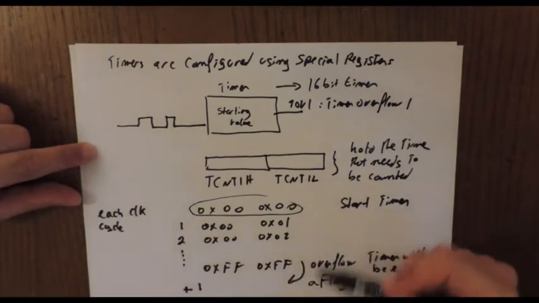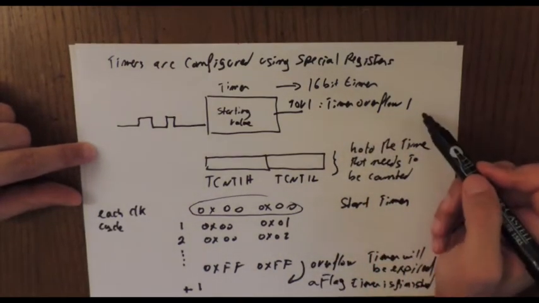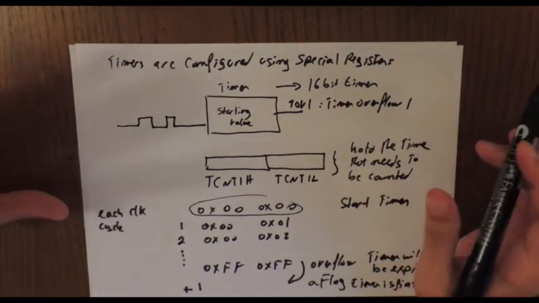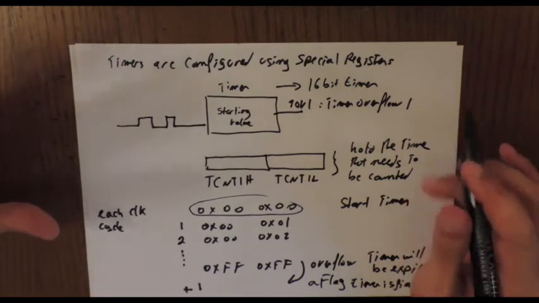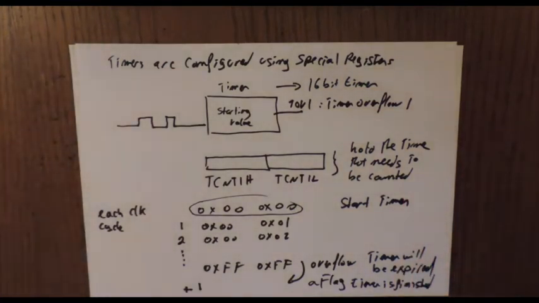So once I finish counting, timer overflow equal 1 will be set, and I know for sure that the amount of time that I wish to spend has expired. So this is the basic idea about timers. So how can I configure it even more?